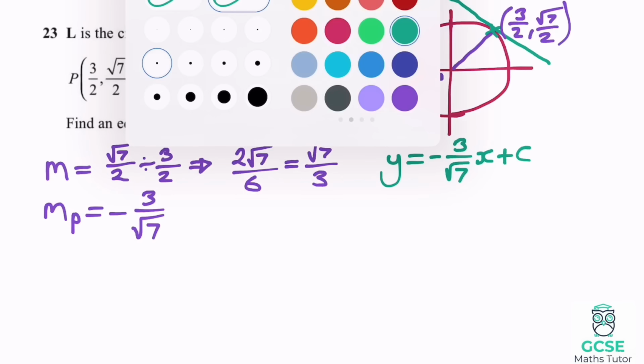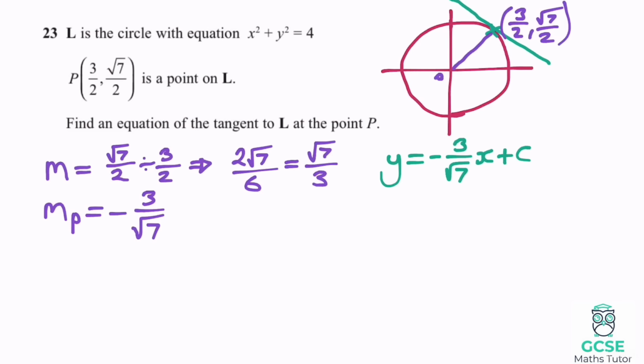Now obviously we just need to plug these values in. So we've got the values here, 3 over 2 and root 7 over 2 for our value of x and y. So if we sub those in, y being root 7 over 2, so root 7 over 2 equals negative 3 over root 7 multiplied by the x value there, which is 3 over 2. So times 3 over 2, and then plus the c on the end, we're just trying to find out what c is now. So if we actually work this out, let's have a look.